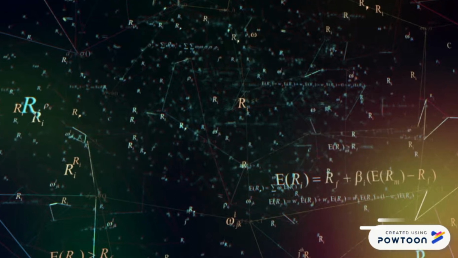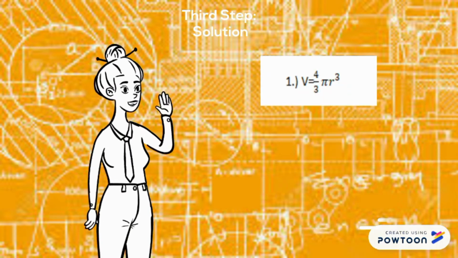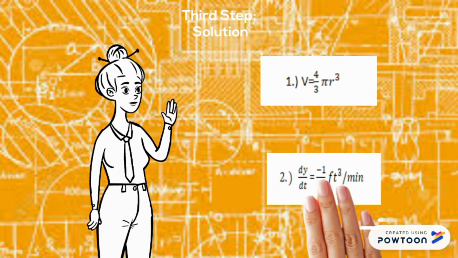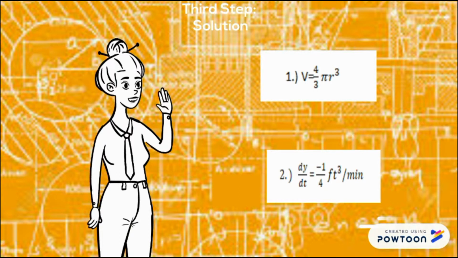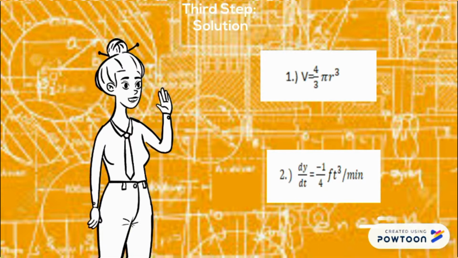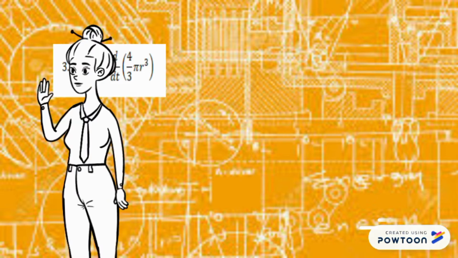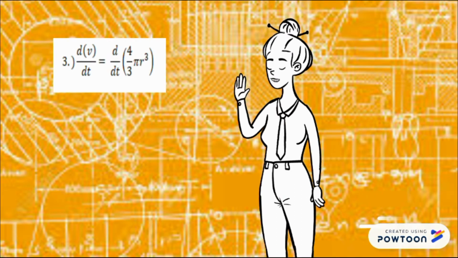Third step is the solution. First, write the formula in finding the volume of the sphere, which is 4/3 pi radius cube. Next, we are given dV over dt equals negative 1/4 feet cube per minute, and we wish to find out dr over dt when r equals 2. Third, now the relationship between the variables is given by the volume of the sphere, V equals 4/3 pi r cube.